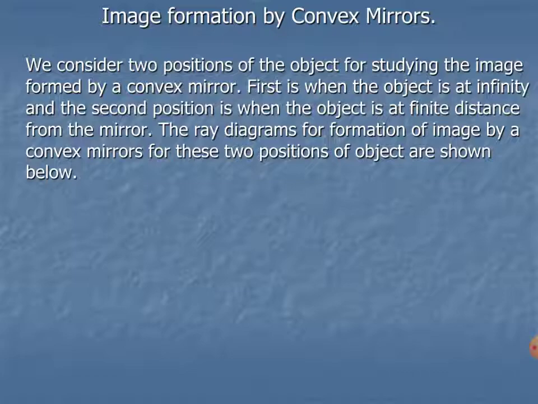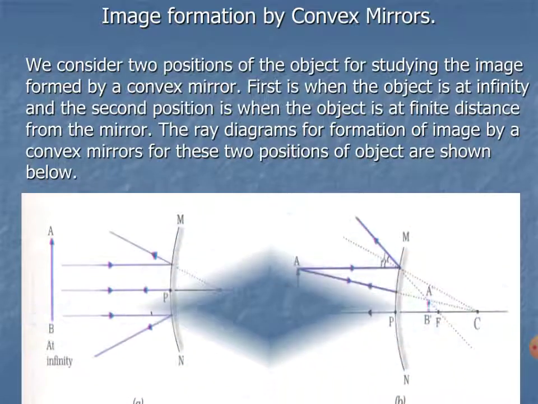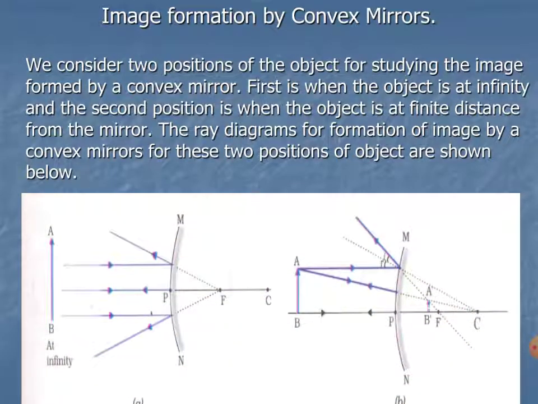So if you look, these two can be combined in one. Wherever the position of the object in front of the mirror, the image will always be virtual, erect and diminished. So let's see. These are the positions of those spherical mirrors. And these are the two positions that we are going to discuss, one at a finite distance in front of the mirror and another at infinity.